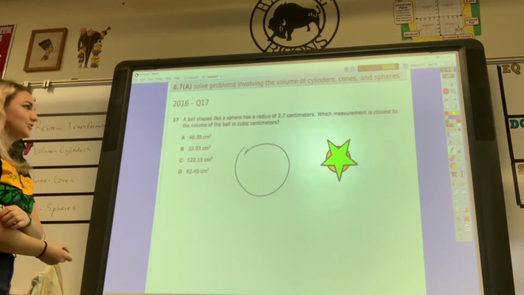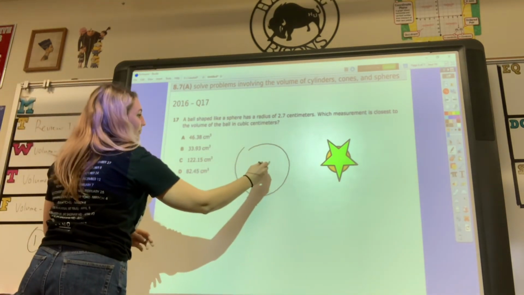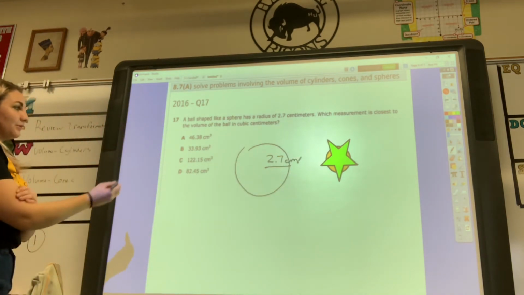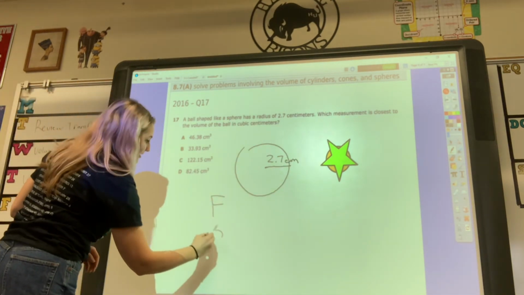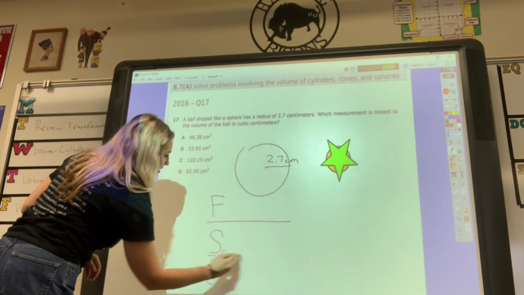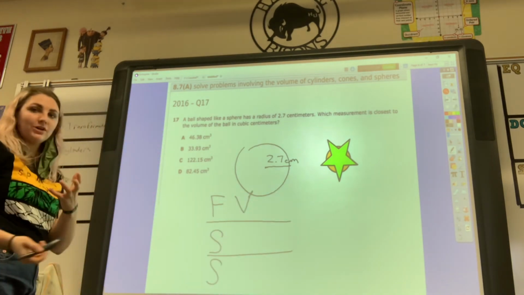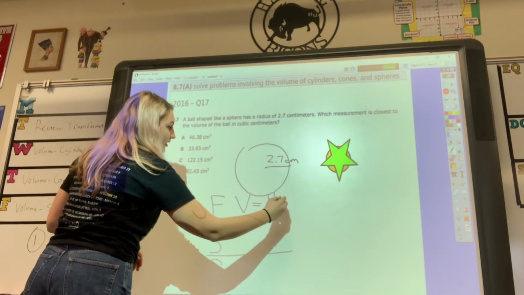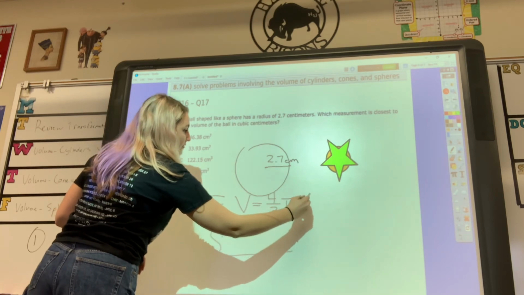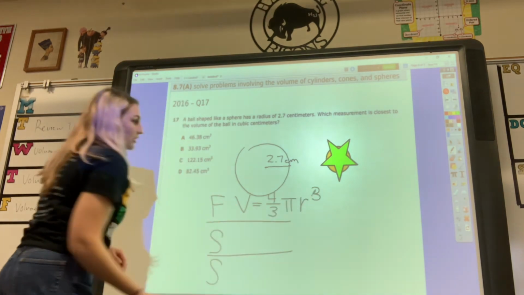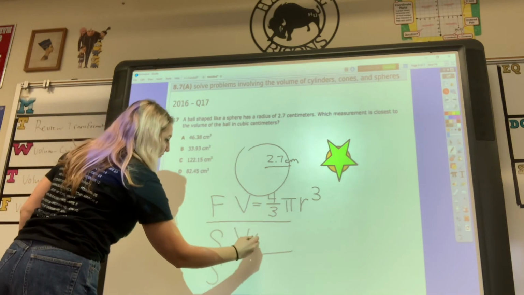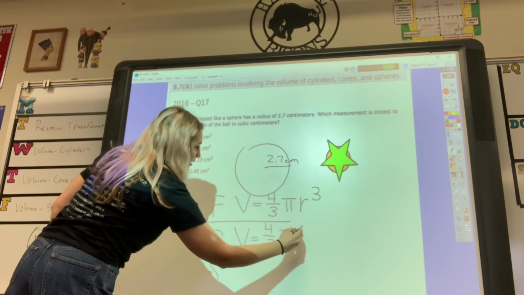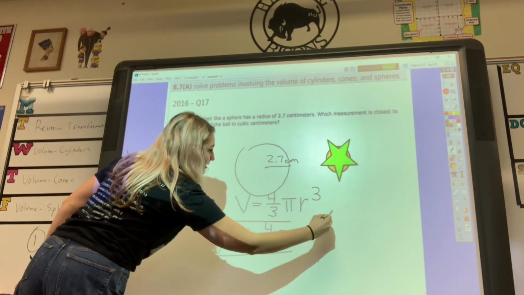So we have a ball. I'm just going to draw that two-dimensional object. And I'm going to write in my radius of 2.7 centimeters. And then I'm going to have my formula, substitute, solve. So again, this is a formula you don't have to memorize. It'll be available for you. V equals 4/3 pi times radius, and again, remembering that it is cubed. So when we substitute here, we have 4/3 times pi times 2.7 to the third power.